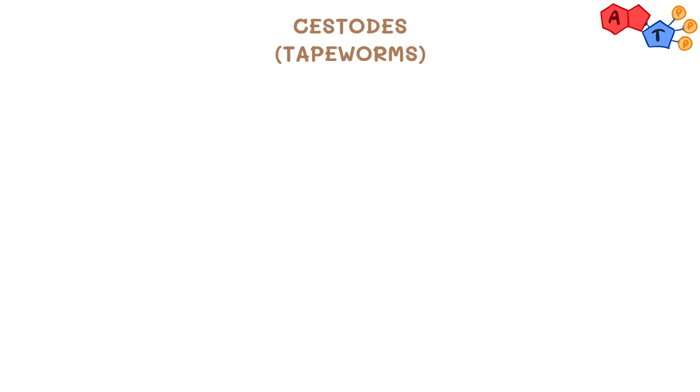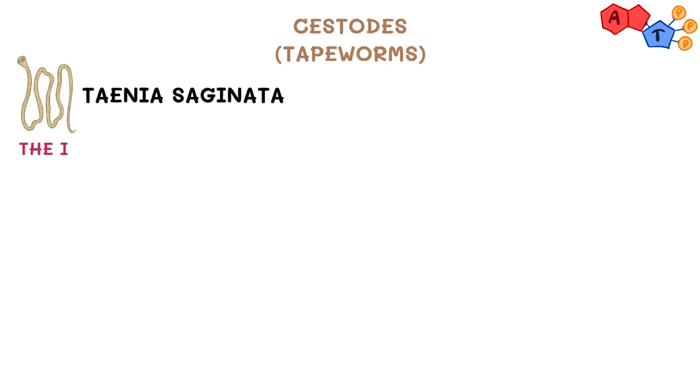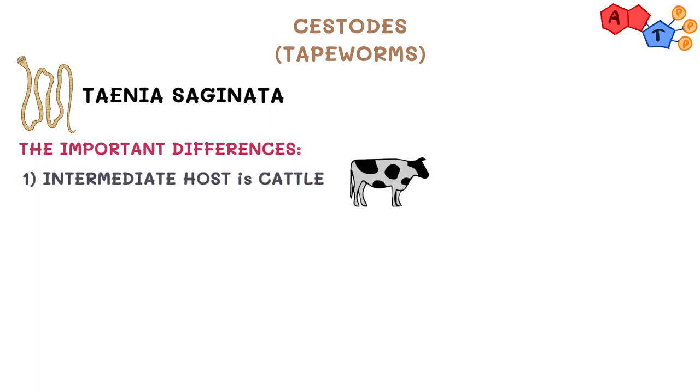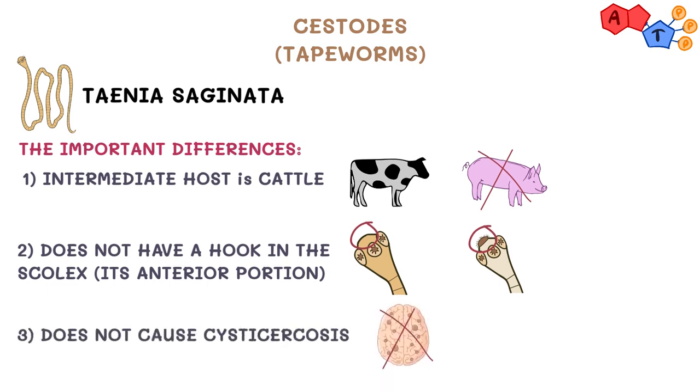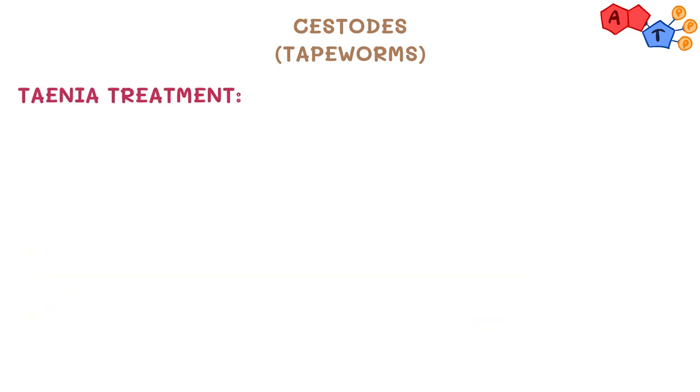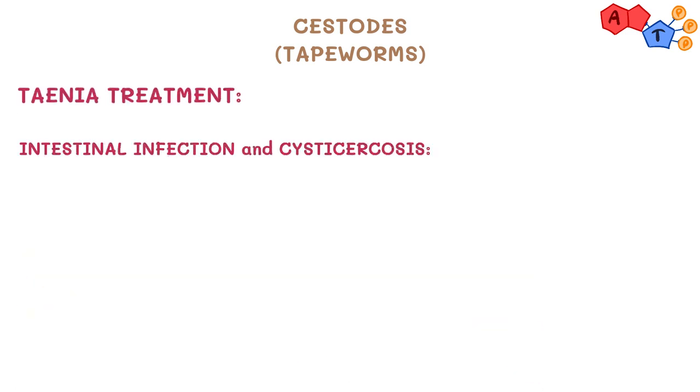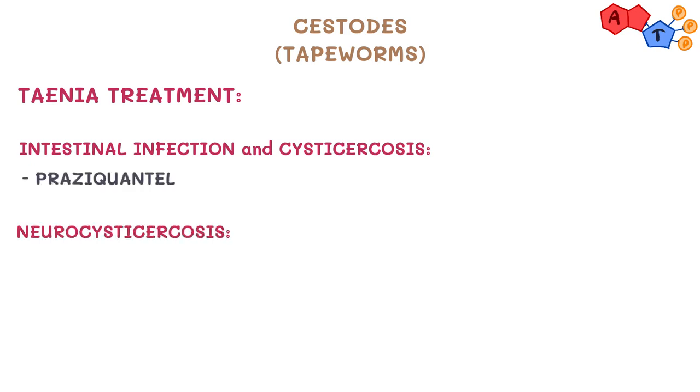Another taenia we can talk about is Taenia saginata. The important differences between Taenia solium and Taenia saginata is that the intermediate host is cattle, unlike solium, which is swine. It does not have a hook in the scolex, which is the anterior portion of the worm, and unlike Taenia solium, Taenia saginata does not cause cysticercosis. For the treatment of intestinal and cysticercosis caused by Taenia solium, we use praziquantel, whereas for neurocysticercosis, we use albendazole.